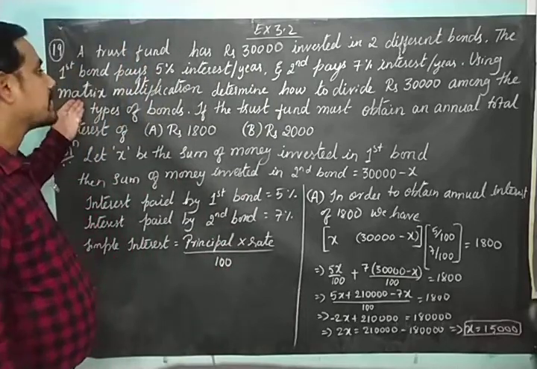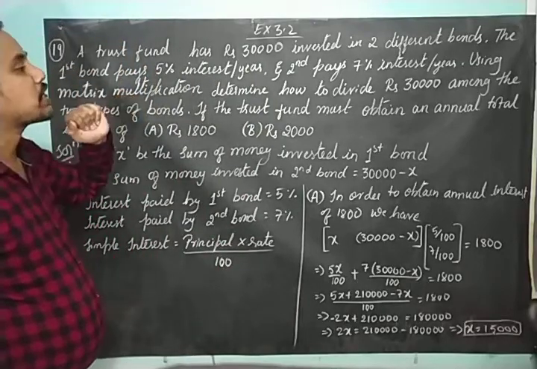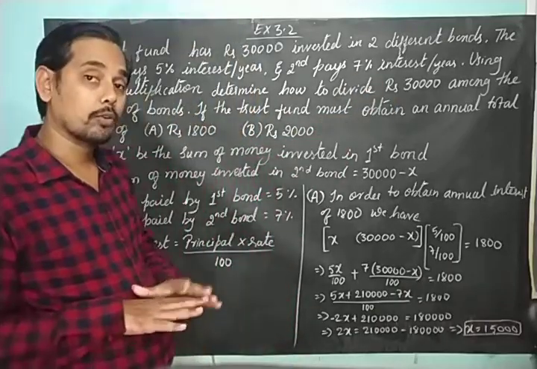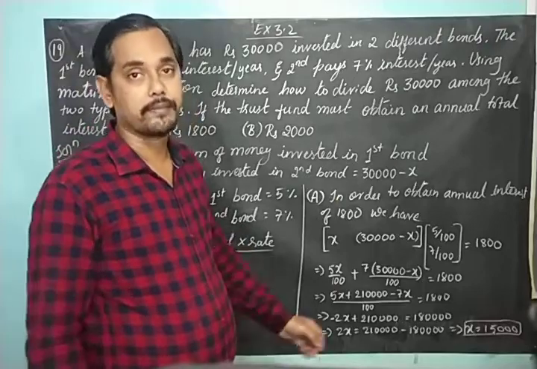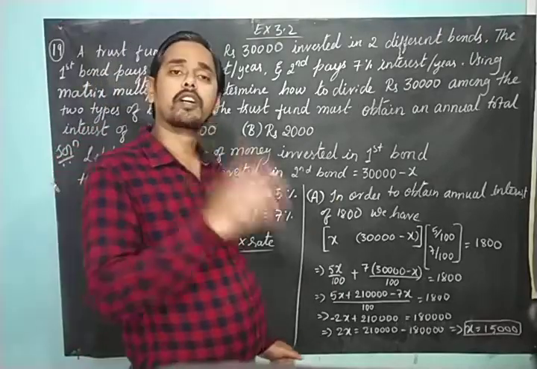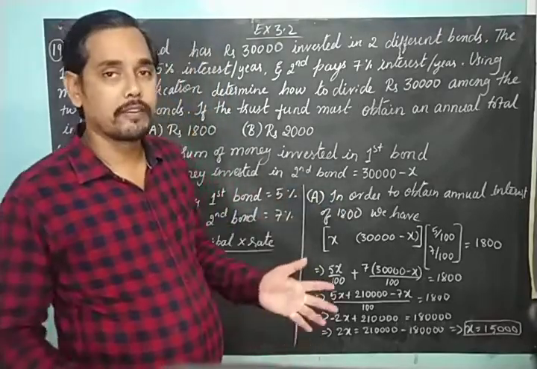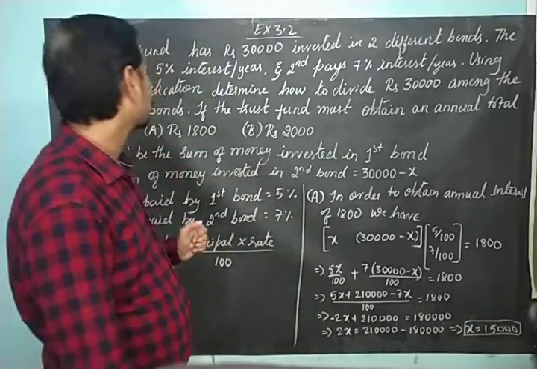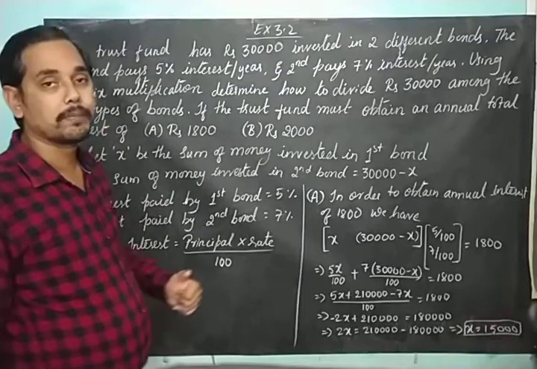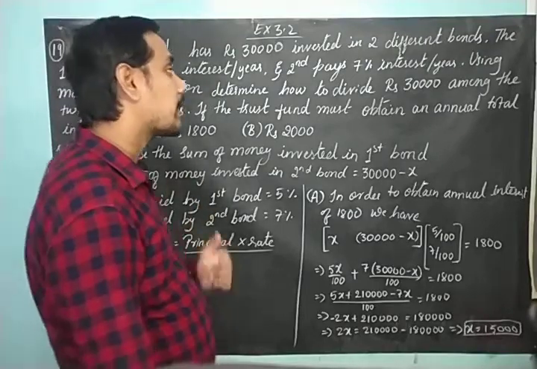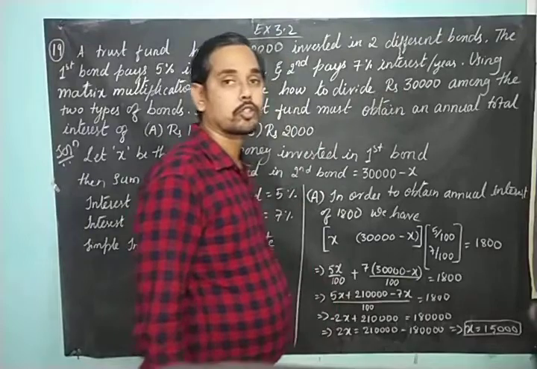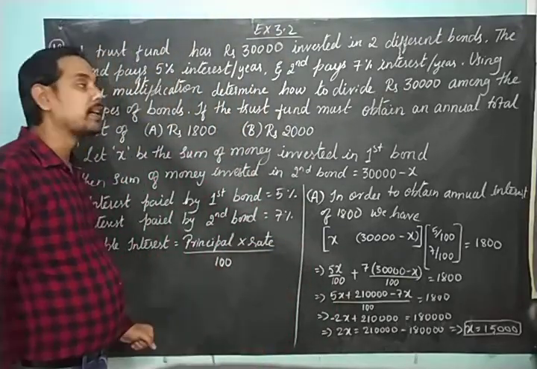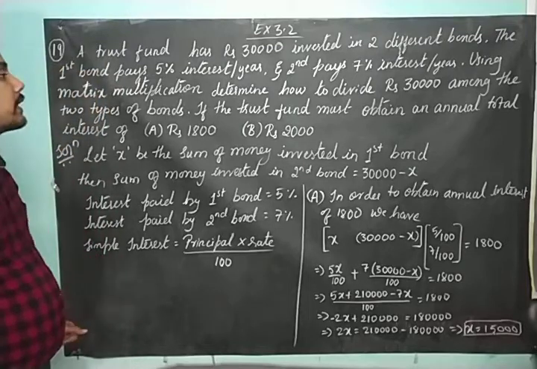What we should do here is use matrix multiplication to divide this 30,000 rupees. This 30,000 is to be invested in both the schemes, right? It is not compulsory that an equal amount is invested. Based upon the requirement, the amount will have to be invested. So we should use the matrix multiplication process and determine how this 30,000 is to be divided among the two bonds.